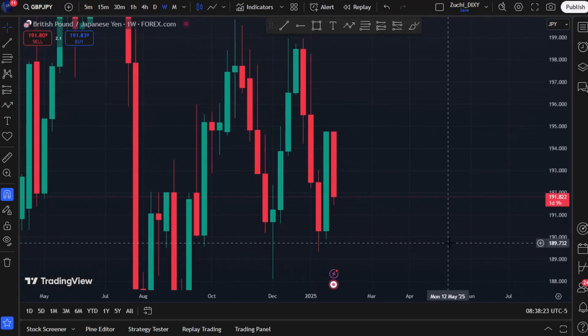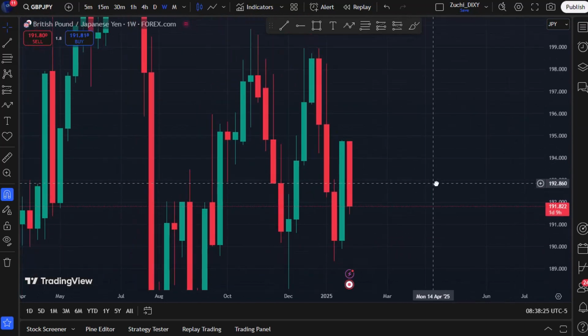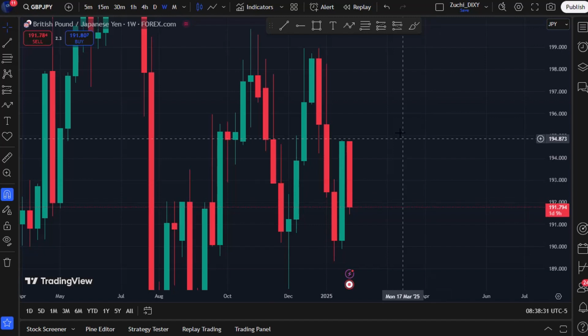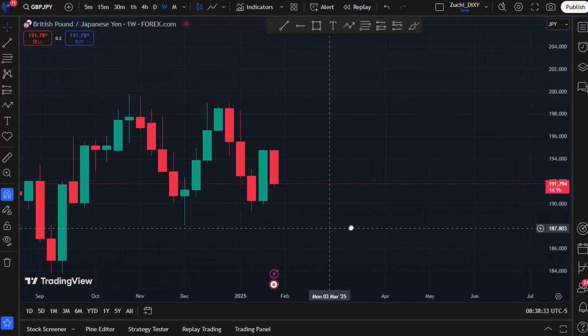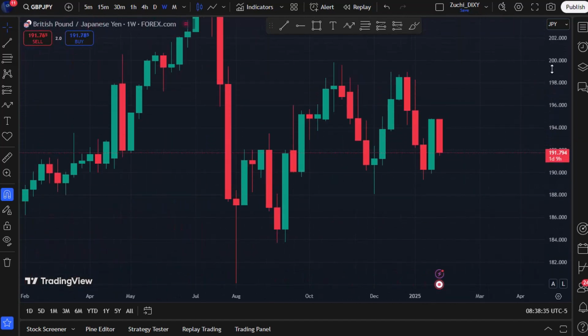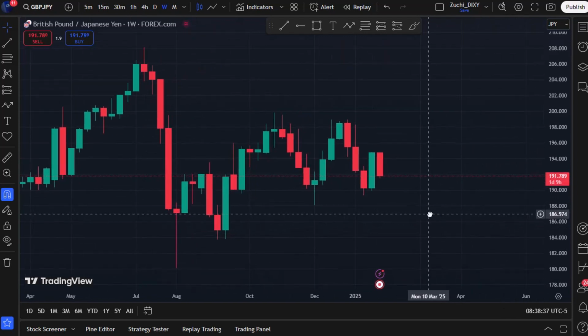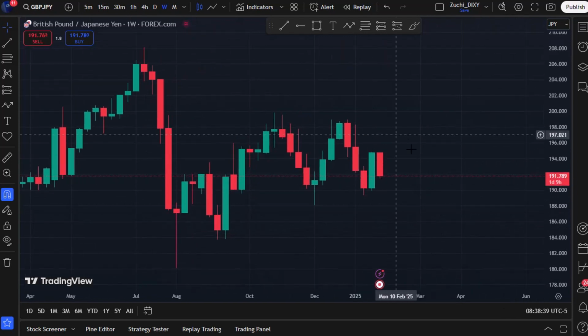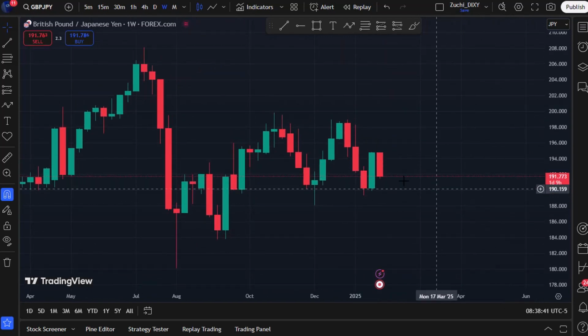Sometimes it can even be done on a monthly time frame, but then your entry might be on the daily or on the 4-hour, depending on how long you are looking at. So for example, let's say we are looking at this current pair, and we want to analyze this pair. As a swing trader, I know I'm going to be holding for a very long amount of time, right? Long amount of days.